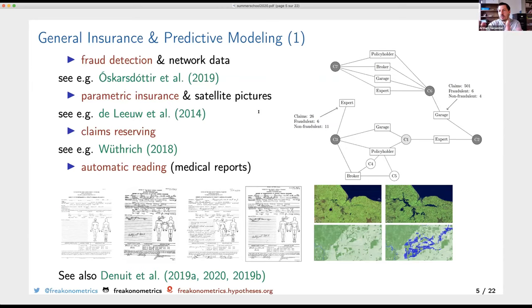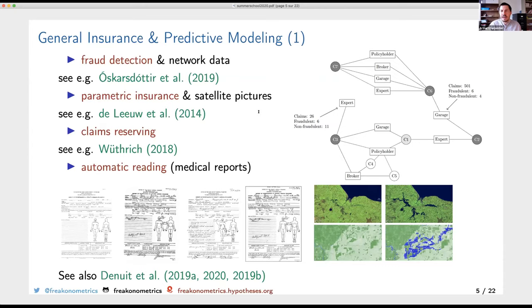So here, I just mentioned a graph on the right where you have connections between not only policyholders, but not because they are connected like they are friends on Facebook. Maybe because they go to the same garage, because they use the same kind of broker or whatever. So we're trying to make all possible connections between people and see if there's something wrong that we can see in the network. So this is something that is becoming popular in insurance.